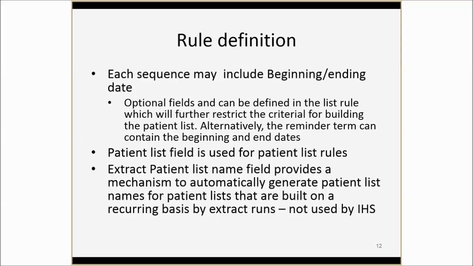Each sequence may include a beginning and end. It's an optional field and can be defined in the list rule, which will further restrict the criteria for building the patient list. Alternatively, the reminder term can contain the beginning and ending dates. Patient list field is used for patient list rules. Extract patient list name field provides a mechanism to automatically generate patient list names for lists that are built on a recurring basis for extract runs. We really don't do extract rules, so that's not something we use.